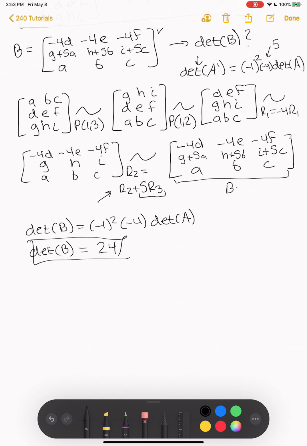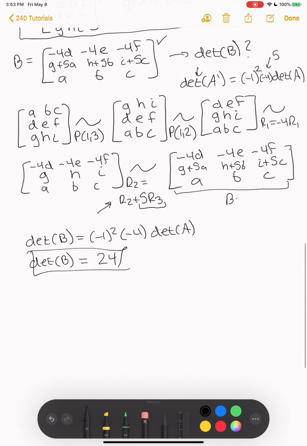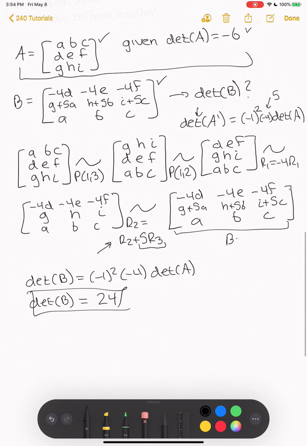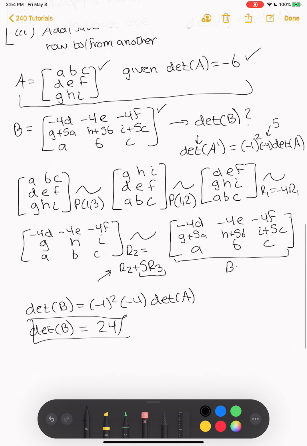So this is just a couple examples of where you might see determinants on their own on exams and stuff, and hopefully this was pretty helpful.